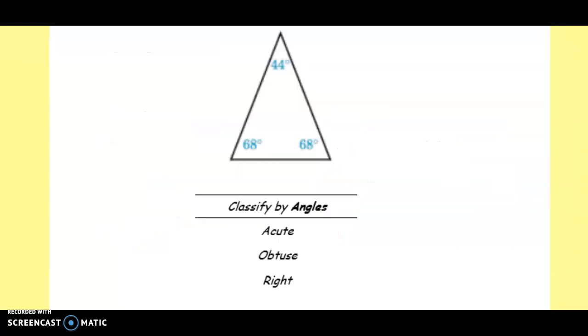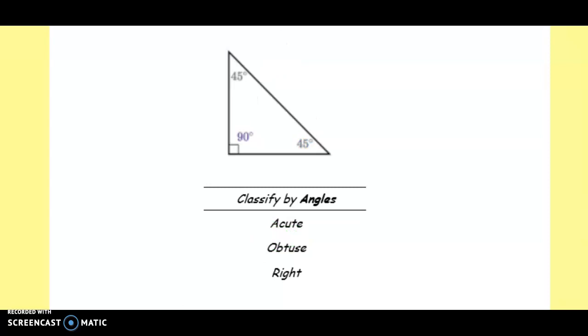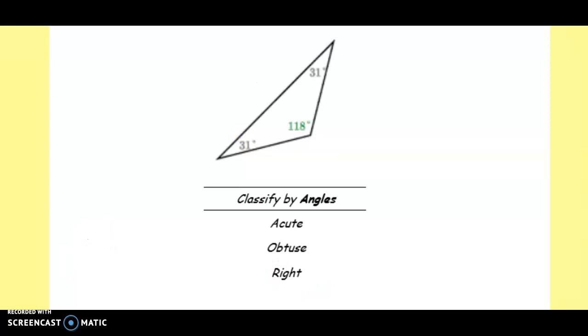All right, so let's take a look at some examples here. We're going to classify this triangle by its angle measurements. Again, 44, 68, 68, all of those are smaller than 90, so that would be acute. Taking a look at this one, hopefully you see this right away. This is that 90-degree angle. Anytime we see that measurement, it is a right triangle. Taking a look at this next one, we have a 31 and 31. Both are smaller than 90, so this third one is what's going to categorize it. 118 is larger than 90, so that would be an obtuse angle, meaning it would be an obtuse triangle.